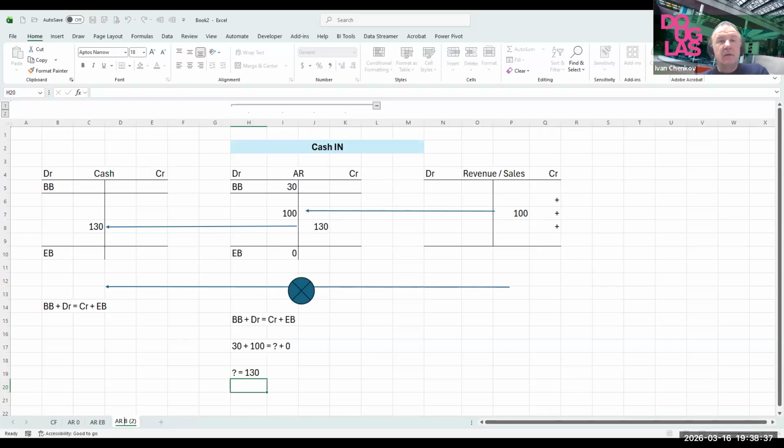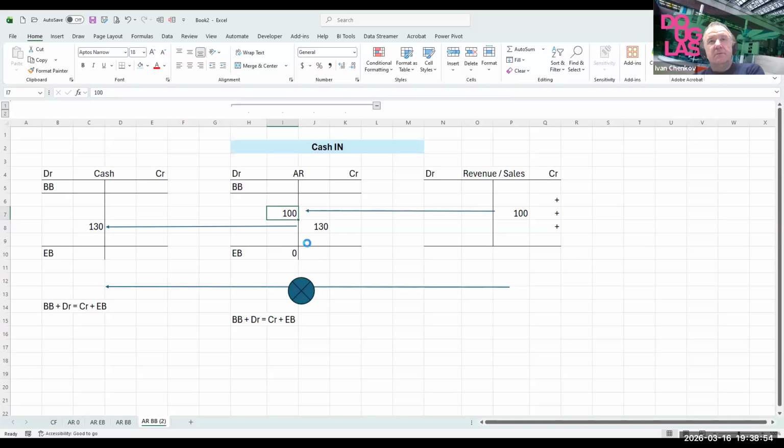Let's keep going with the exercise and make it a little bit more difficult now. Let's flip this one here now. We don't need these formulas. So, again, my sales are 100. But now, my beginning balance is 20. My ending balance is 50. How much cash did I collect?